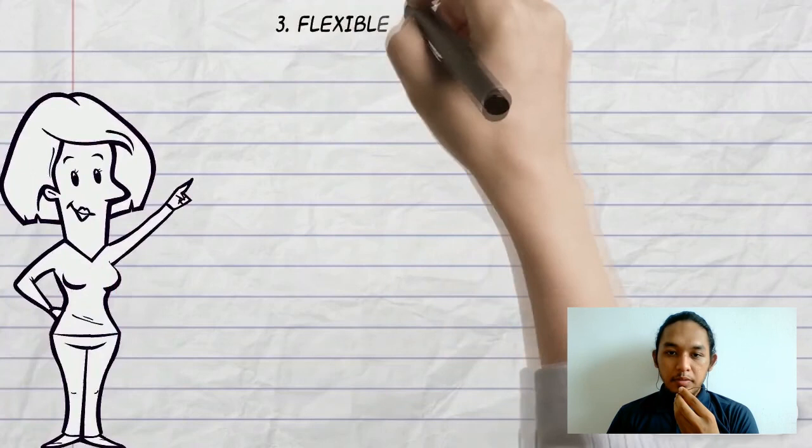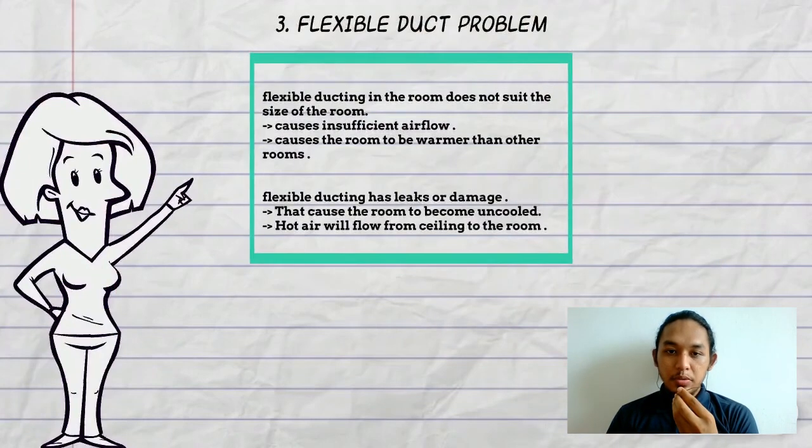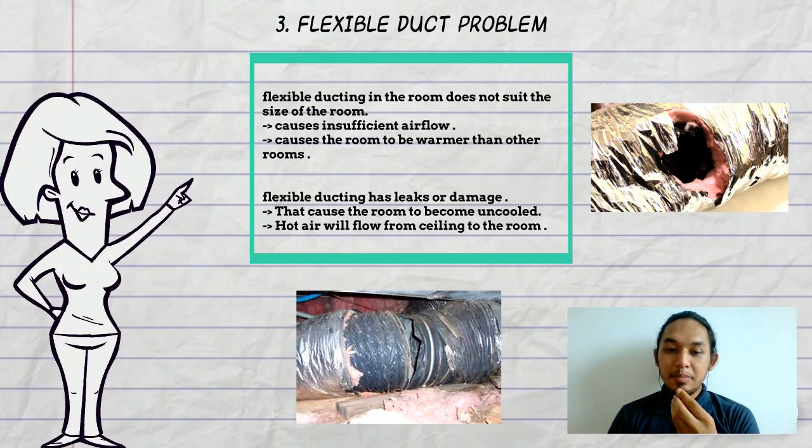Number 3, flexible ducting problem. As we know, room 1 is warmer compared to room 2 and 3. This is because the flexible ducting in the room does not sweep to the side of the room. Insufficient airflow causes the room to be warmer than the other rooms. It is also possible the flexible ducting has a leak or damage that causes the room to become uncooled. Another room maybe has good sizing of flexible duct and good ducting compared to room 1.